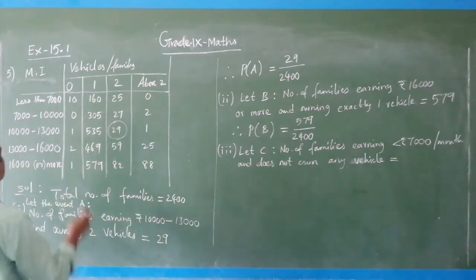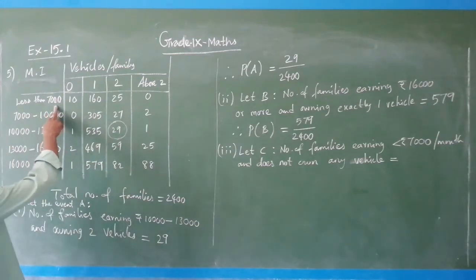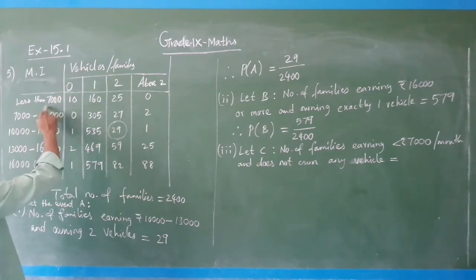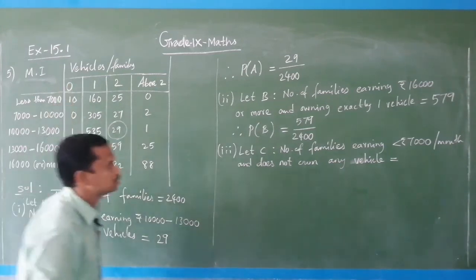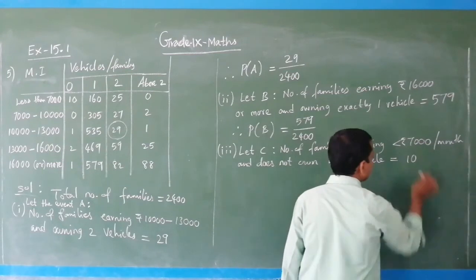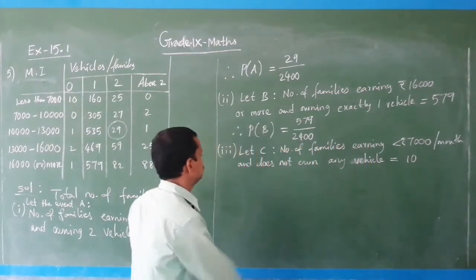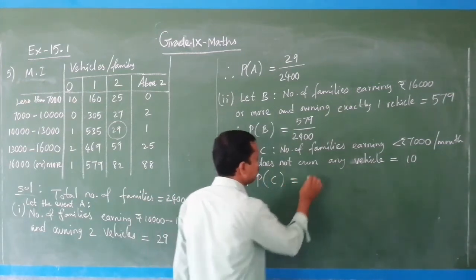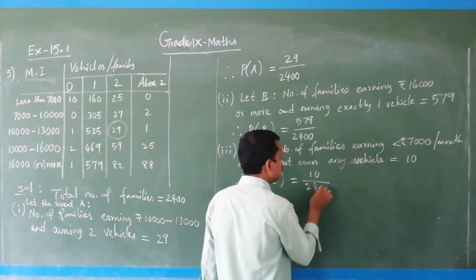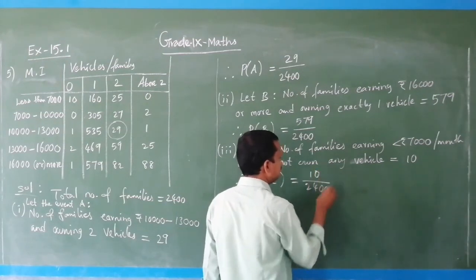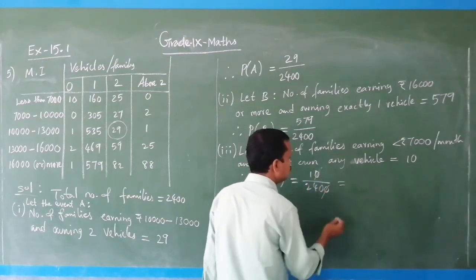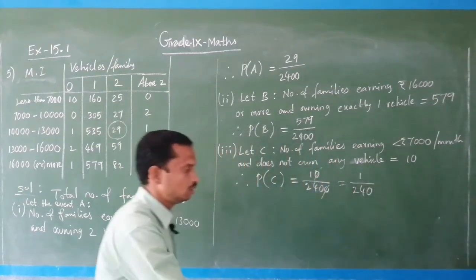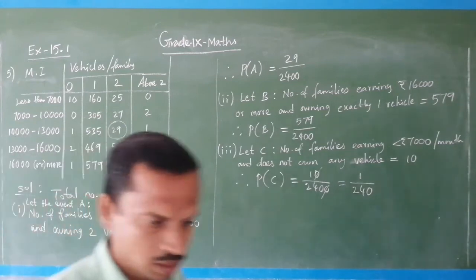So what is the number? Less than 7,000 per month means here, and owning no vehicle means that is 0 vehicle. So you have to match this row and column. So that is 10. Am I right? So like that you have to take from the table. So now the probability of the event C is 10 by the total 2400, and here you can cancel the 0, then you have 1 by 240. So this is the final answer.